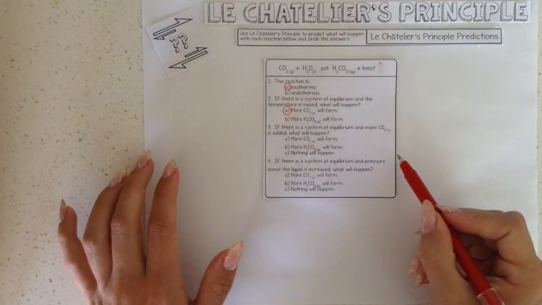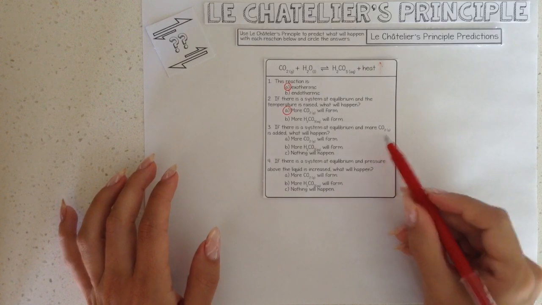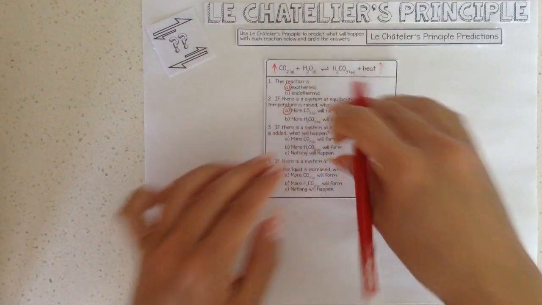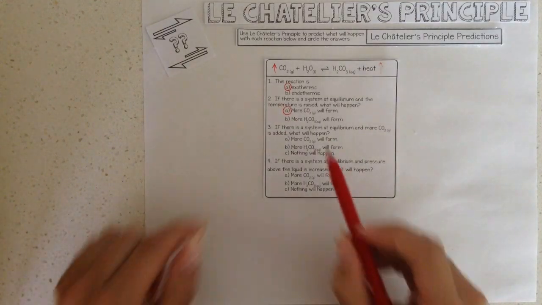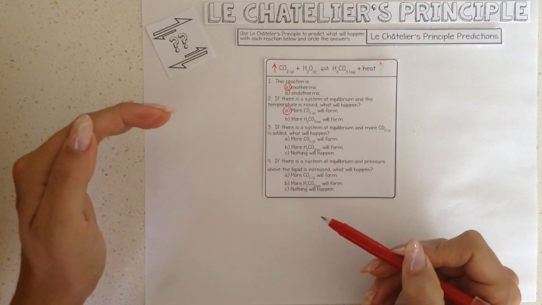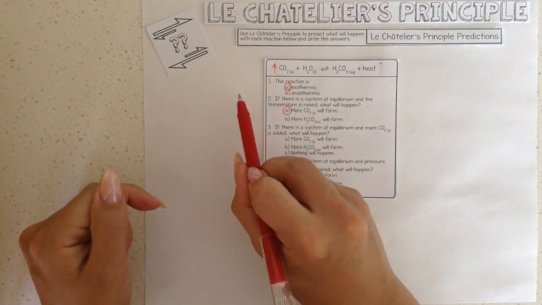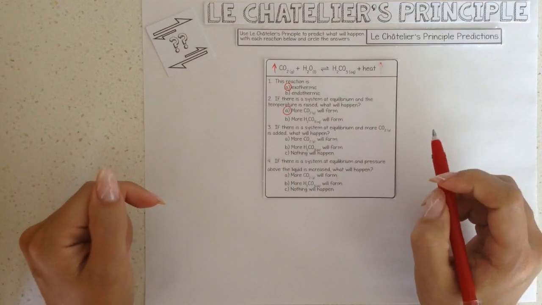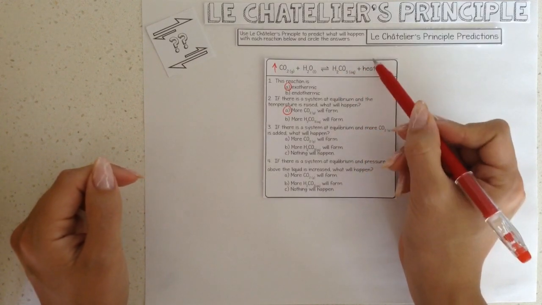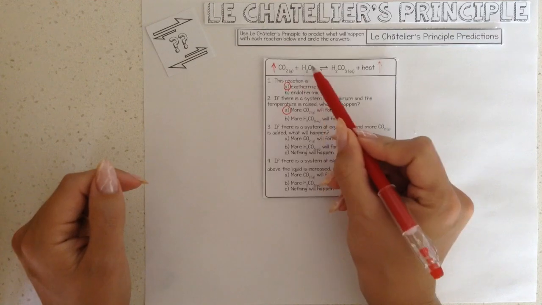If there's a system at equilibrium and more CO2 is added, increase the concentration of CO2, what will happen? Well, when we add more of our reactant, that drives the reaction to the right. That means the forward reaction is going to be happening more. So we'll be producing more carbonic acid, we'll be releasing more heat, and we'll be consuming water.